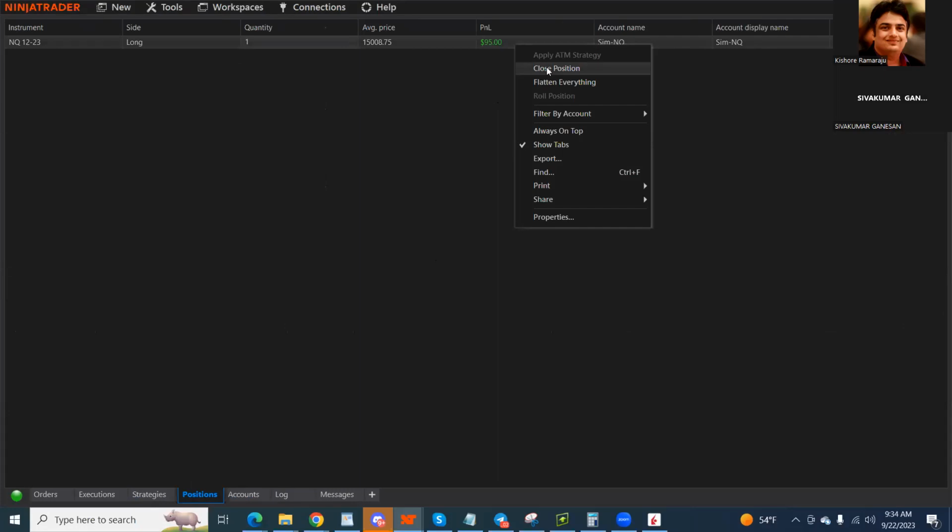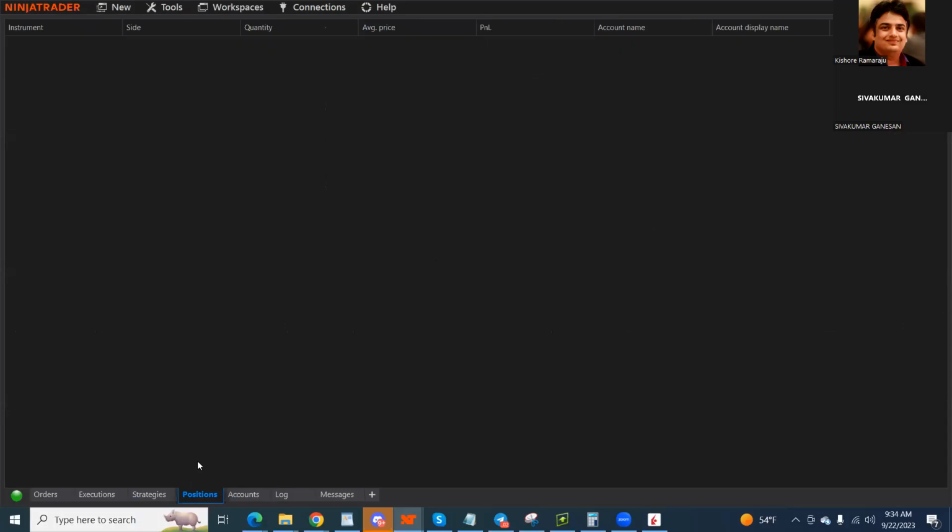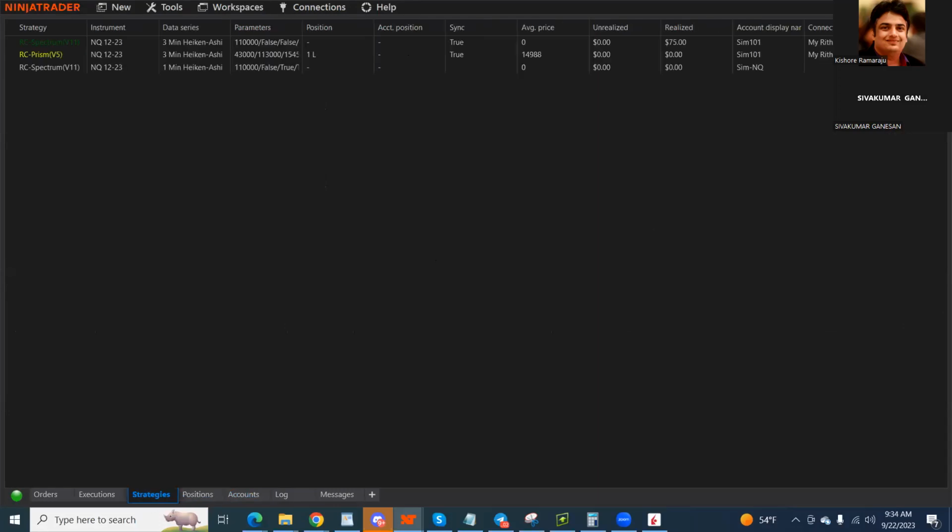You can go to the strategies tab. By manually closing this, the bot will be automatically disabled. You see the checkbox will be disabled, or you can go here and uncheck this checkbox. That's it. Enabling or disabling takes less than 30 seconds. Once we do that, the bot will take care of buy and sell. We don't need to do anything.